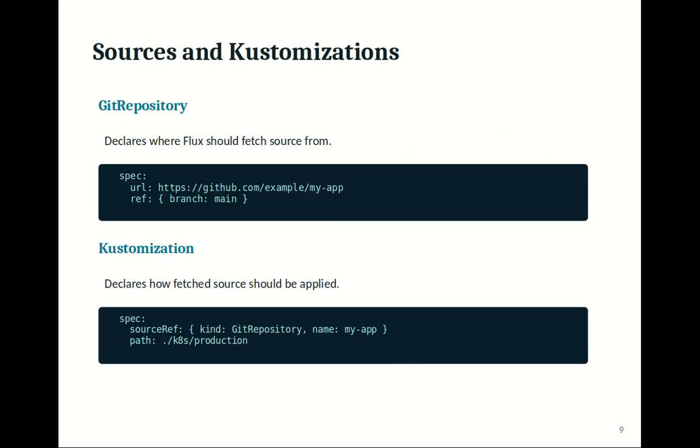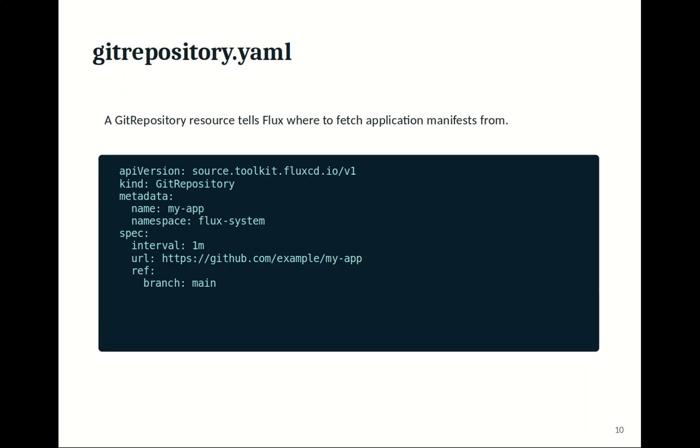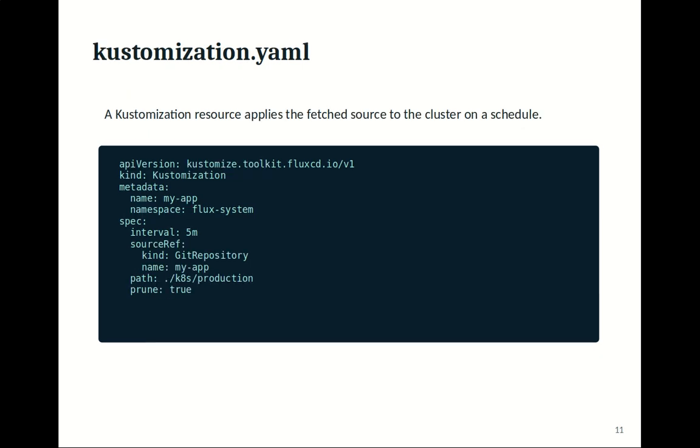Sources and Kustomizations. A GitRepository declares where Flux should fetch source from. A Kustomization declares how the fetched source should be applied. gitrepository.yml: a GitRepository resource tells Flux where to fetch application manifests from. kustomization.yml: a Kustomization resource applies the fetched source to the cluster on a schedule.